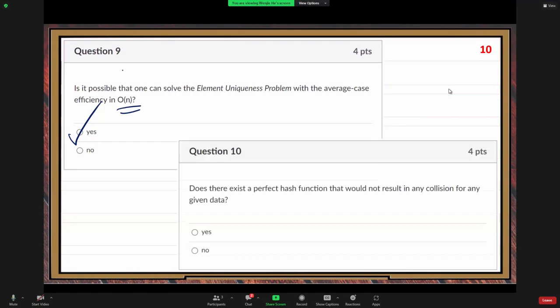Number 10. Does there exist a perfect hash function that will not result in any collision? No. There is no perfect hash function. You only want to control the collision rate to be as small as possible. But you cannot make it 0. Okay? The collision rate can never be 0.